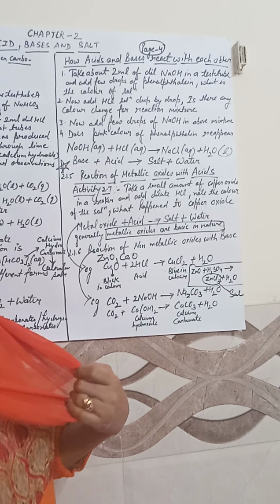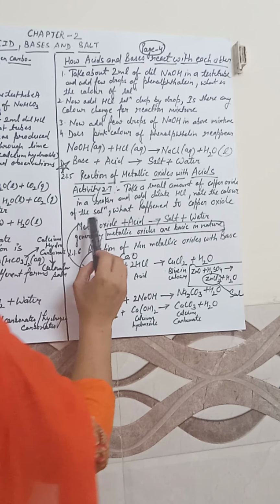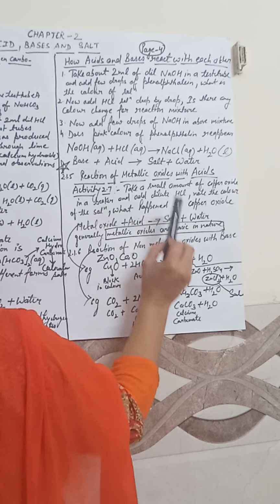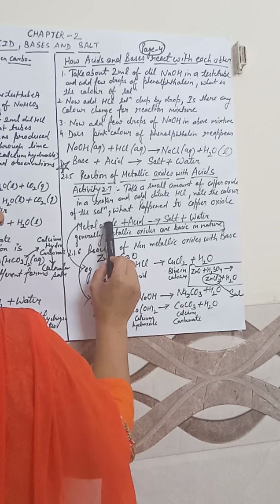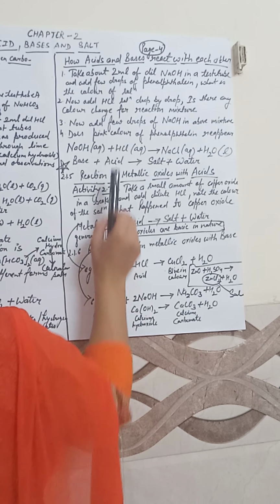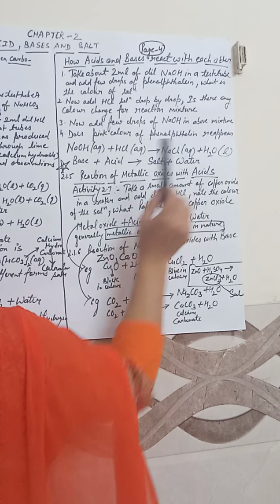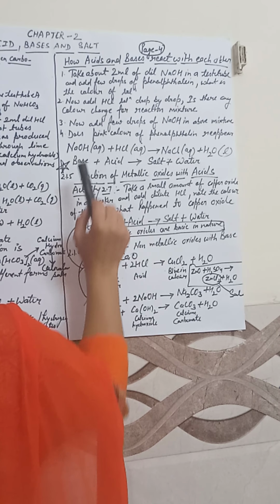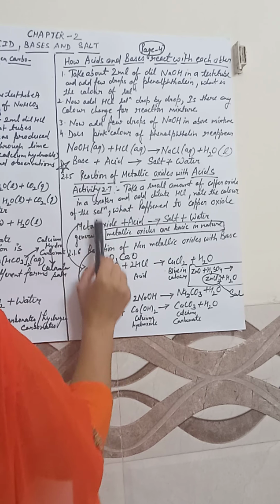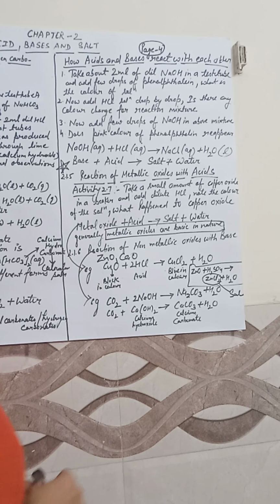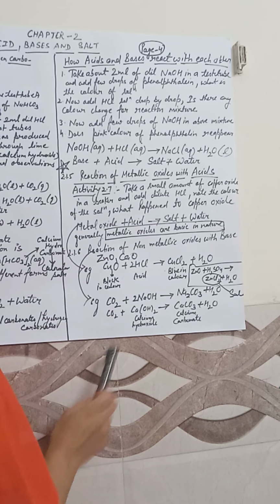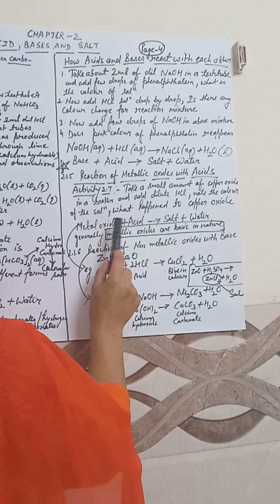Now the next question is that whenever metal oxides react with acids, they form salt plus water. This reaction resembles the earlier reaction. Here is the acid, here the salt, here the water, and here the metal oxide instead of the base. So it shows that metal oxides are basic in nature. It is a most important question, that metal oxides are basic in nature.